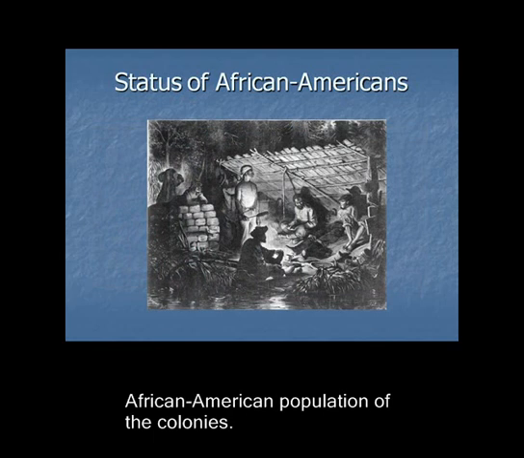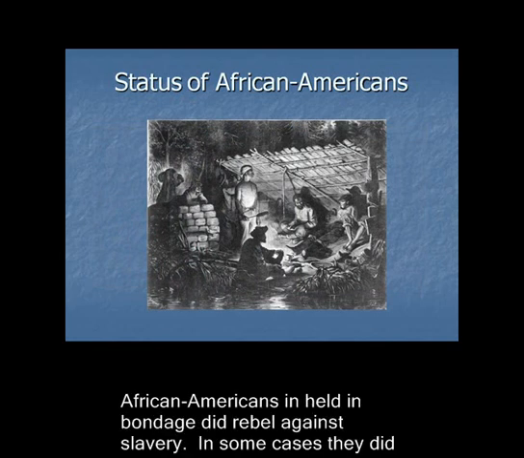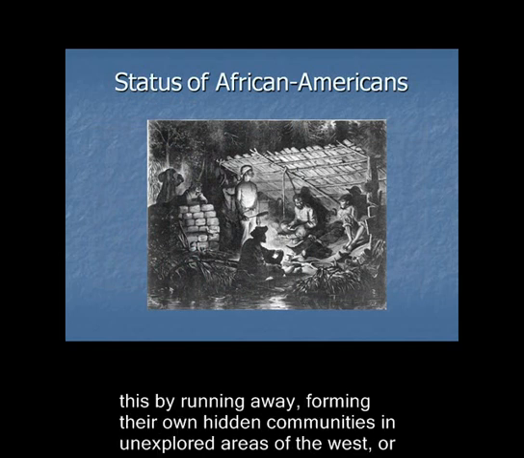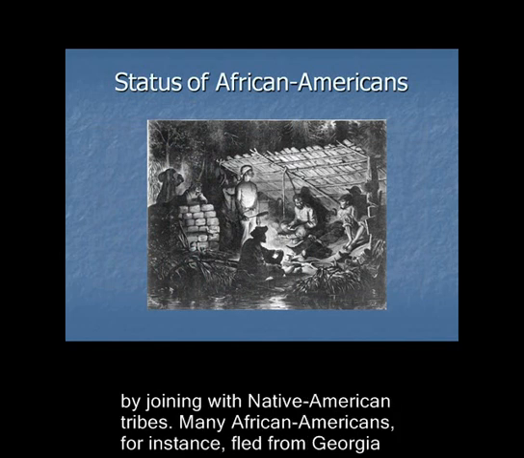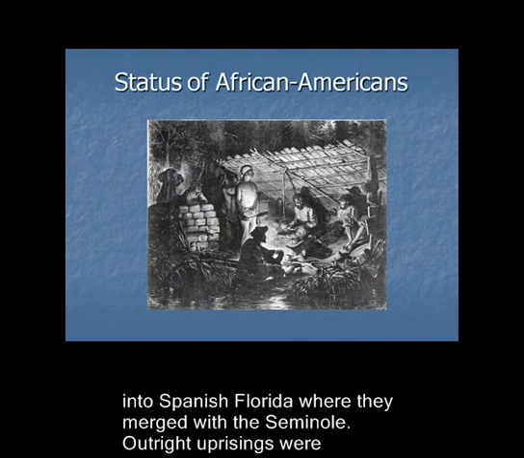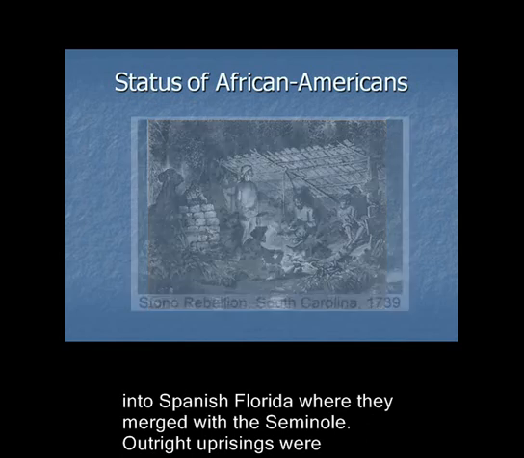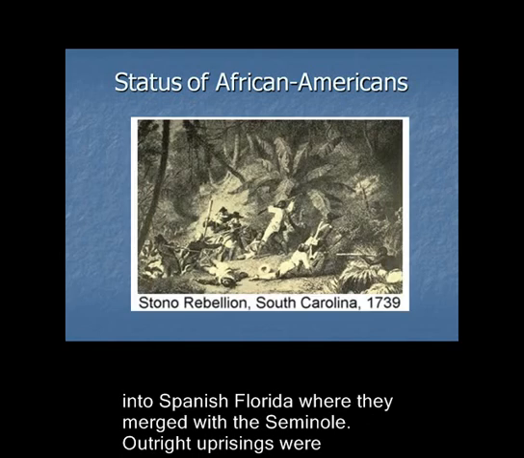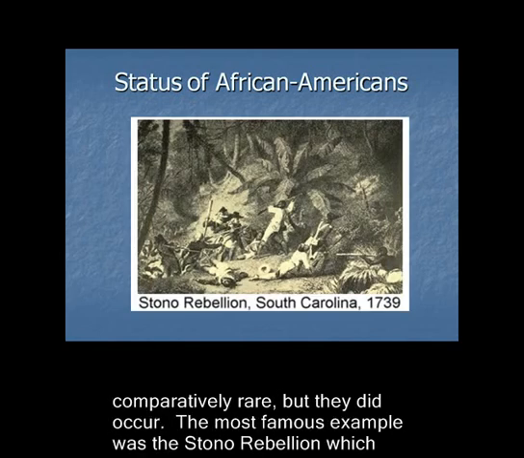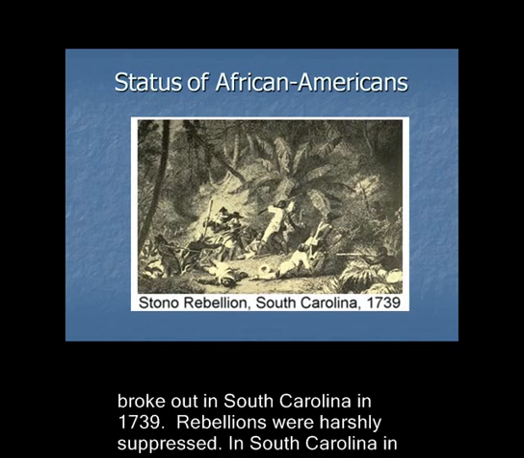African Americans held in bondage did rebel in a number of ways against slavery. In some cases they did this by running away, forming their own hidden communities in unexplored areas of the West, or by joining with Native American tribes. Many African Americans, for instance, fled from Georgia into Spanish Florida, where they merged with the Seminoles. Outright uprisings were comparatively rare, but they did occur. The most famous example was the Stono Rebellion, which broke out in South Carolina in 1739.